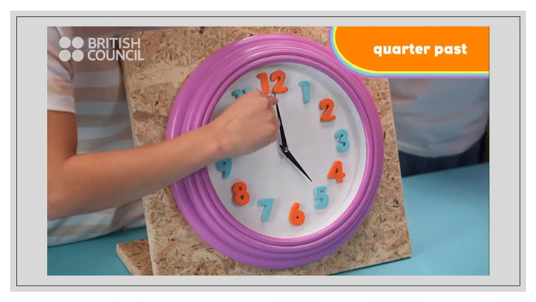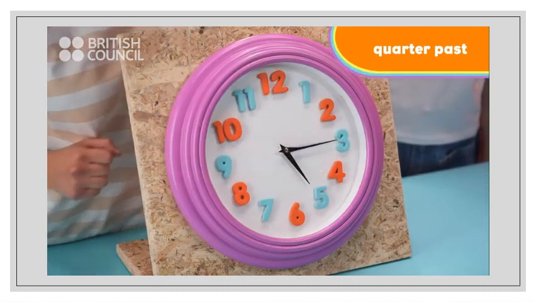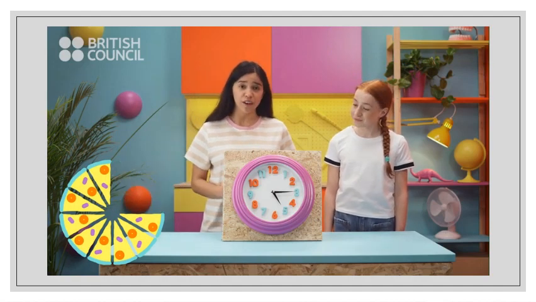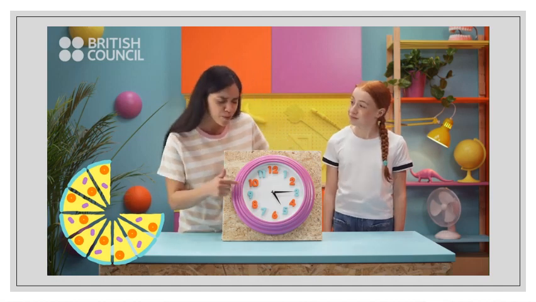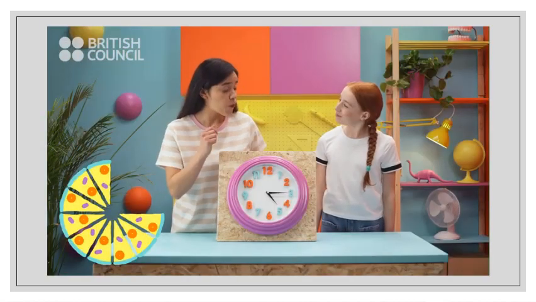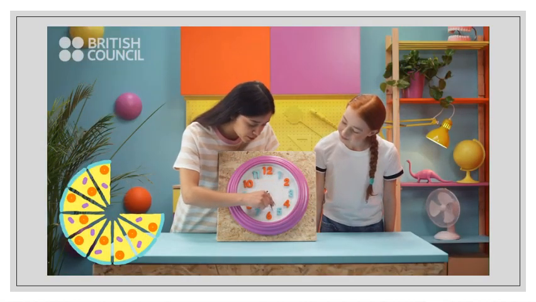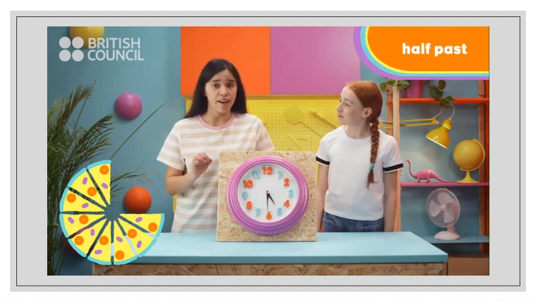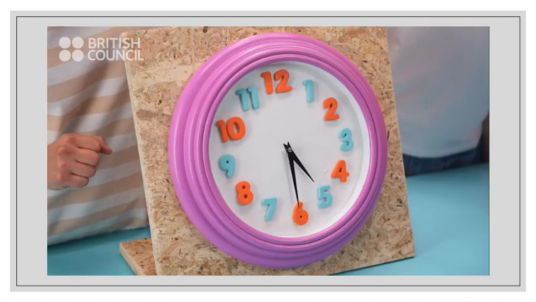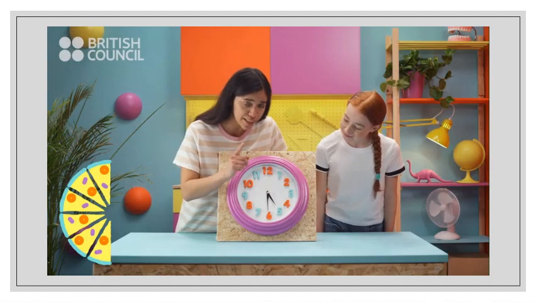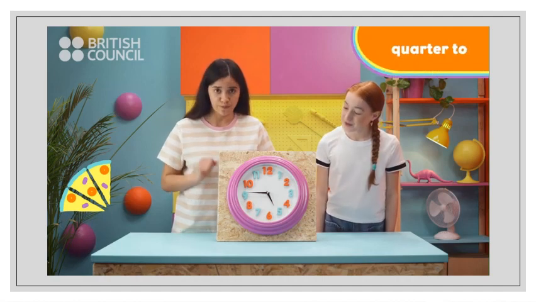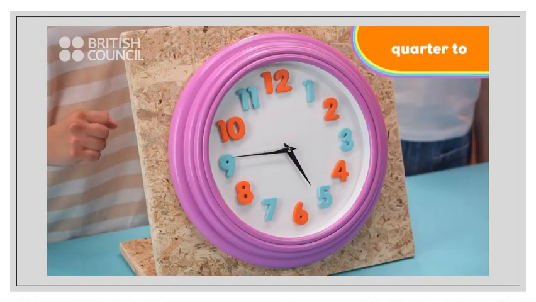When the big hand is pointing to the 3, we say it's quarter past. Why do we say it's quarter past? Because a quarter of the hour has passed. So, what's the time? Now it's 5:15. Perfect. When the big hand is pointing to the 6, we say it's half past. Because half of the hour has passed. So now it's 5:30. Fantastic. And finally, when the big hand is on the 9, we say it's quarter to. So now it's 5:45. Perfect.